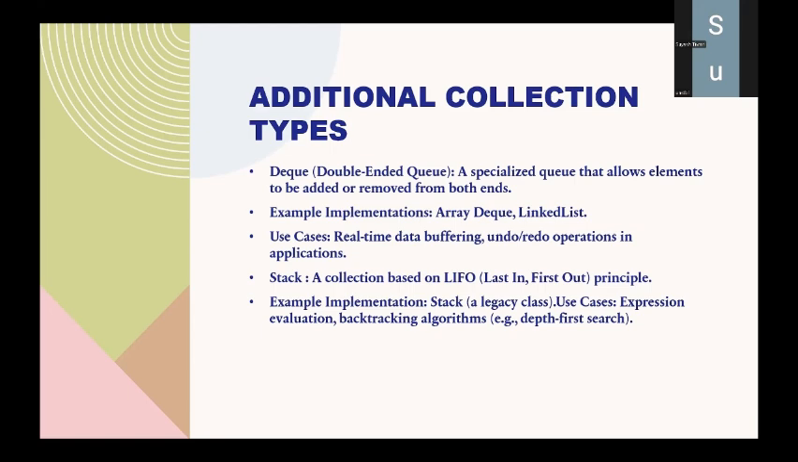Now, what are the use cases? Real-time data buffering, and undo and redo operations in an application. This particular feature of DQ provides us with undo and redo operations. You might have used various mobile applications where there are certain keys which we use to undo or redo some data which we might have entered earlier, but we want to repeat the same, so we use these sorts of DQ methods over there.